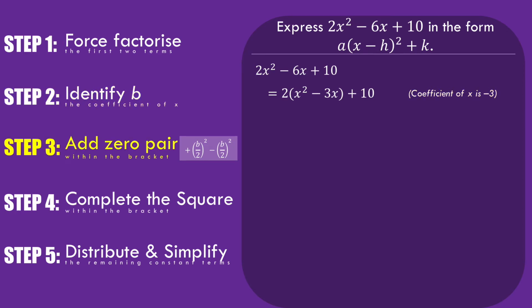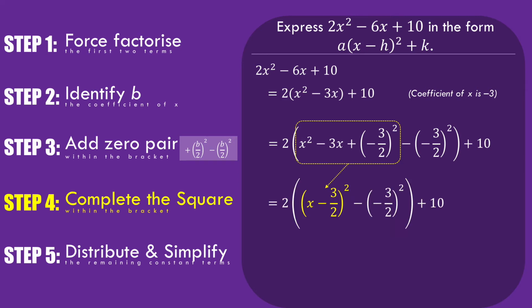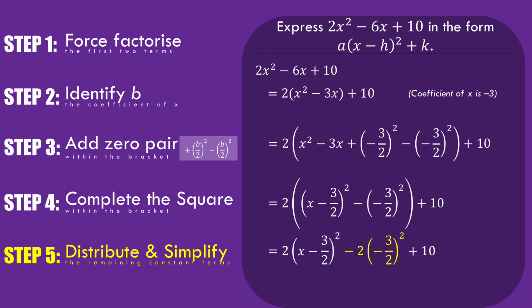Step 3, we then add the zero pair into the bracket in this manner. Step 4, then using the first three terms, we complete the square. This gives us a rather complicated looking expression, don't despair as yet, as the end draws near. Step 5, we distribute the factor 2 back into the bracket, giving us 2 times (x minus 3 over 2) squared minus 2 times (negative 3 over 2) squared plus 10. Now what remains for us to do is to simplify all the constant terms, giving us a very simple 5.5.